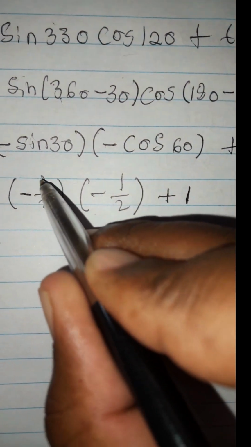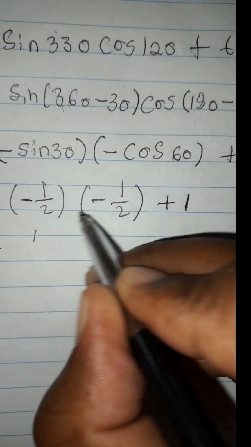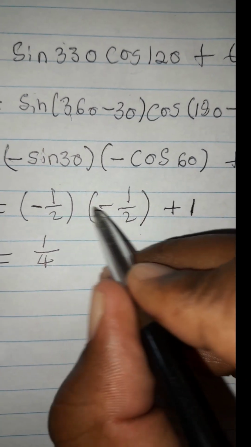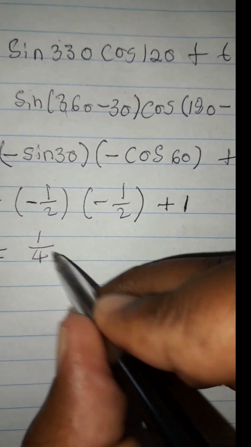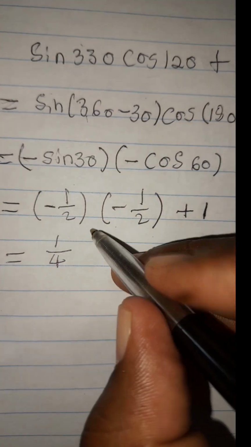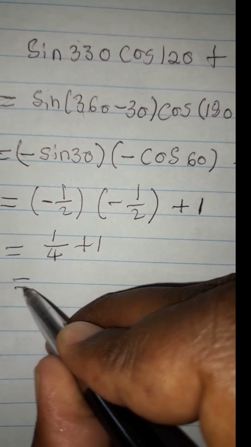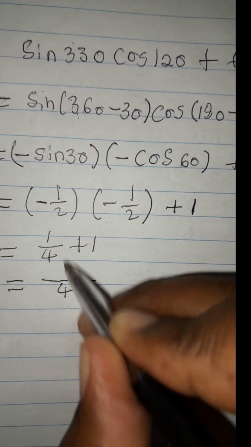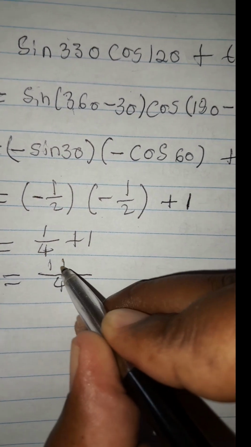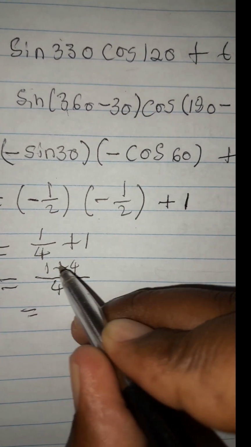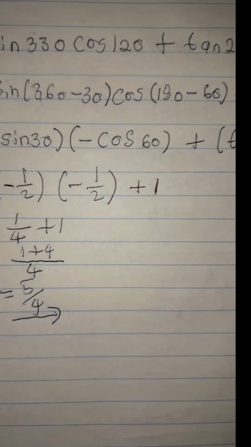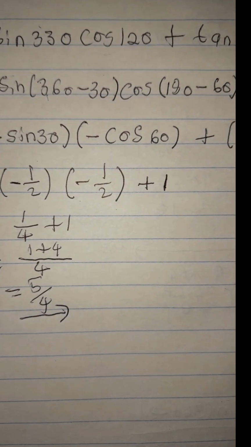So half times negative half: 1 multiplied by 1 is 1, and 2 times 2 is 4. Negative and negative is positive, so we have 1 over 4. Plus 1. Let's simplify this. With LCD 4: 4 times 1 is 4, and 1 times 1 is 1, 4 times 1 is 4. Then 1 plus 4 is 5. So it's going to be 5 all over 4. That's how you can simplify without the use of a calculator whenever you're asked.